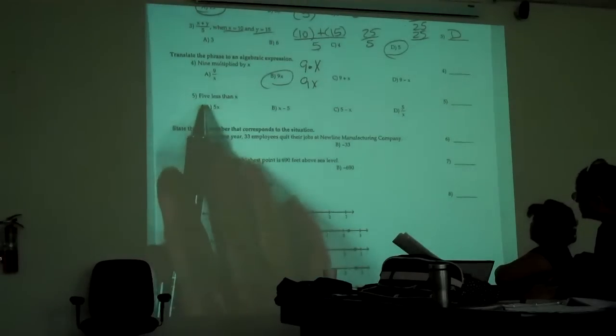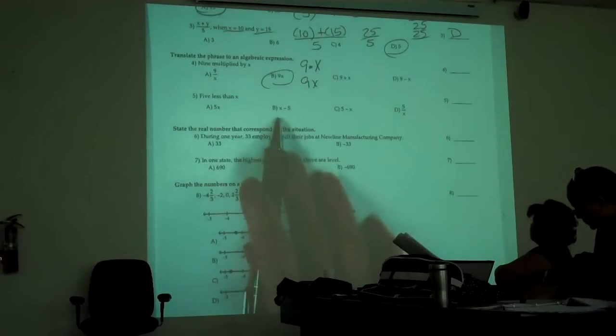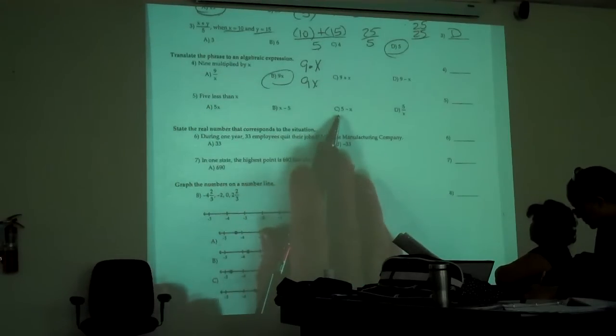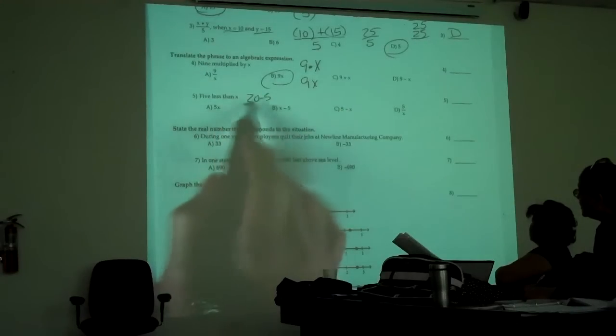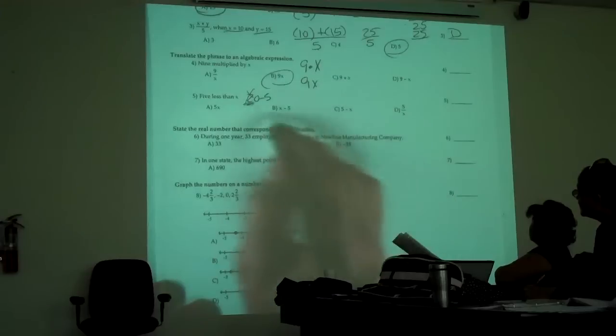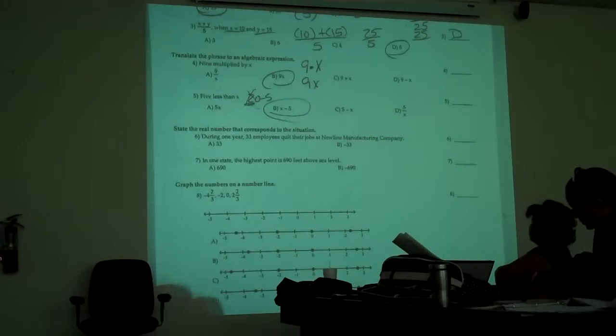5 less than x. Okay, which one is it? If it was 5 less than 20, you'd do 20 minus 5, right? So it's the x and then 5 less. Yeah, not C.